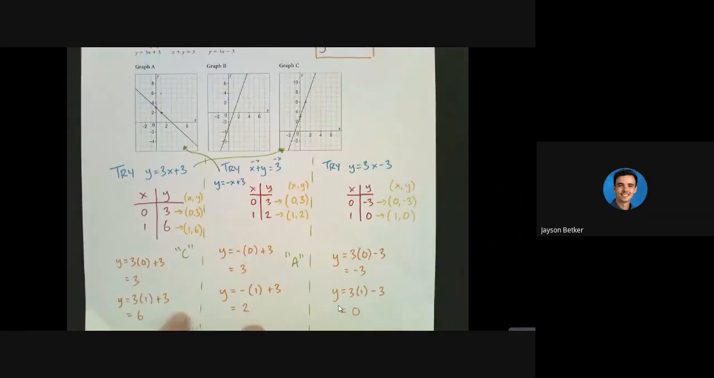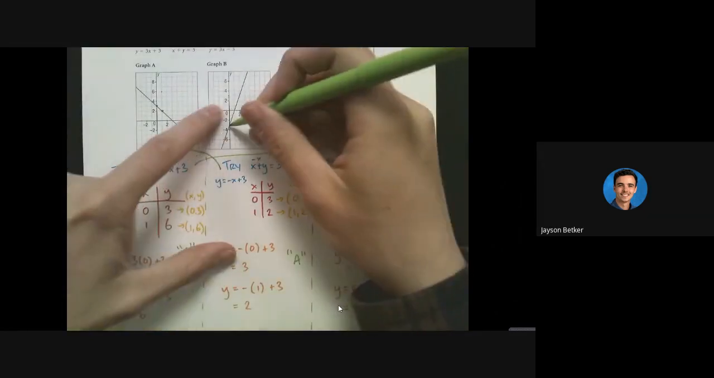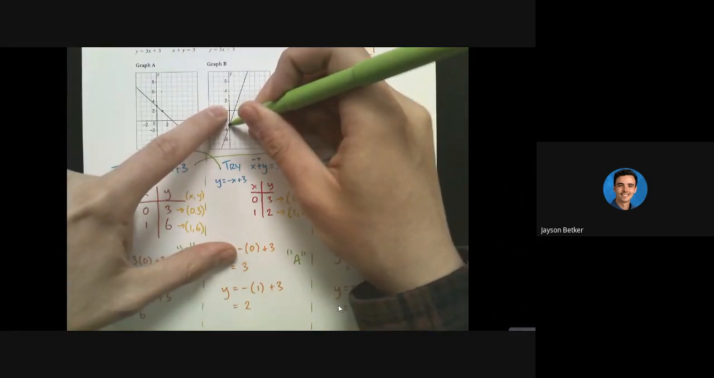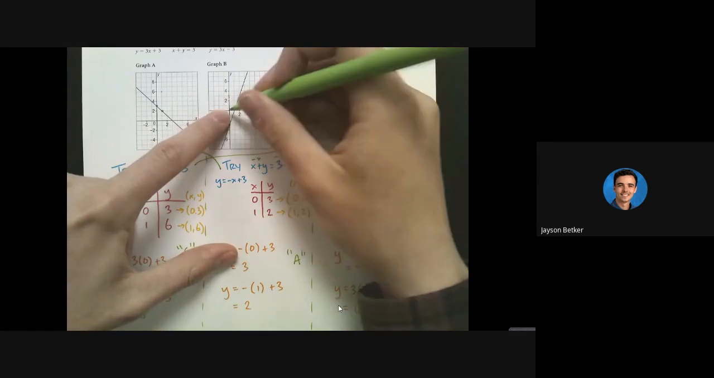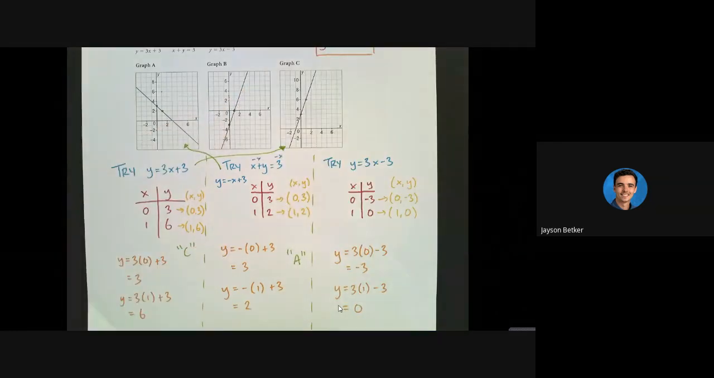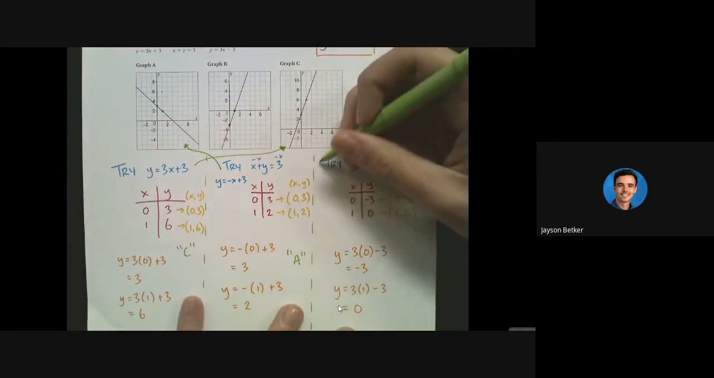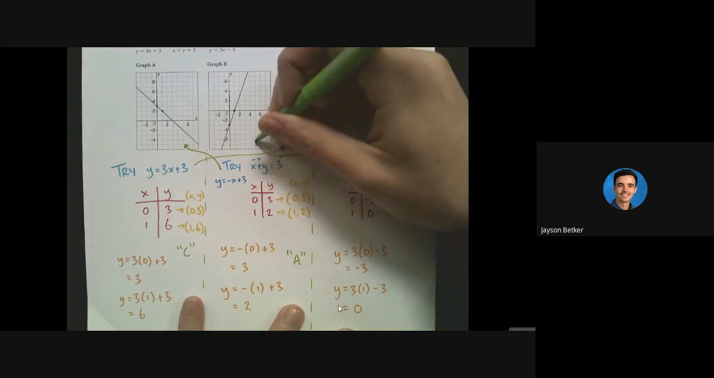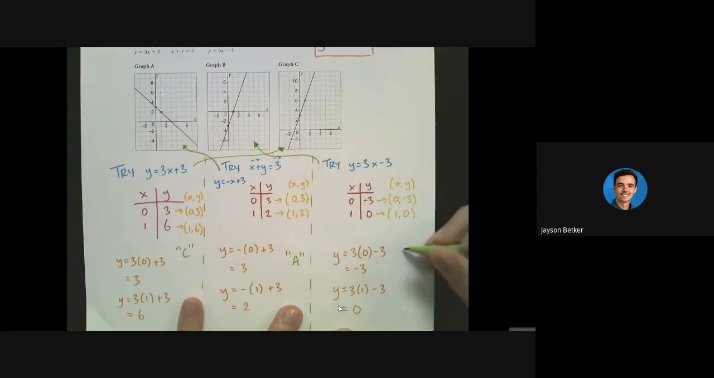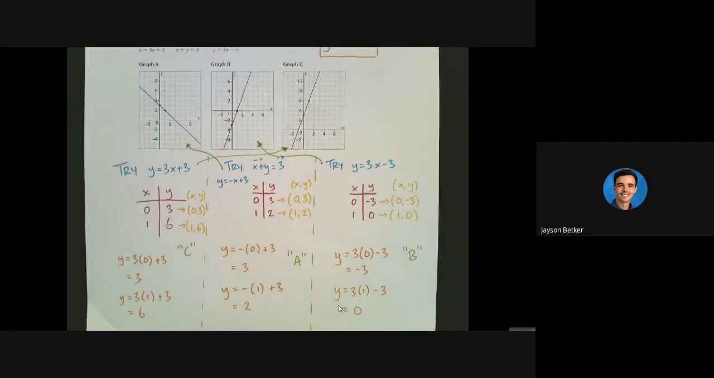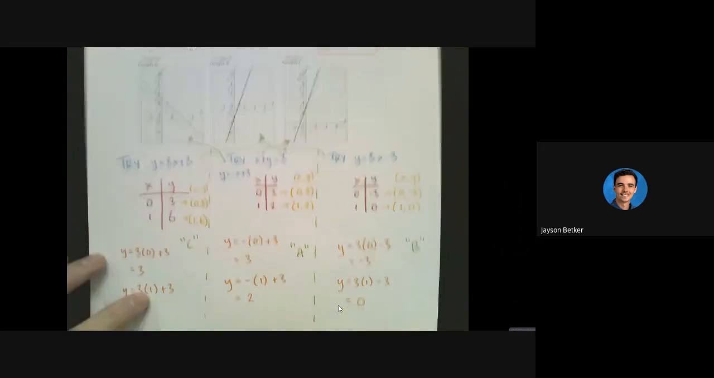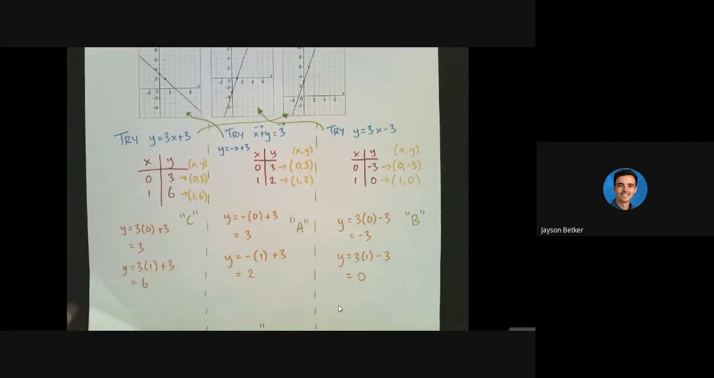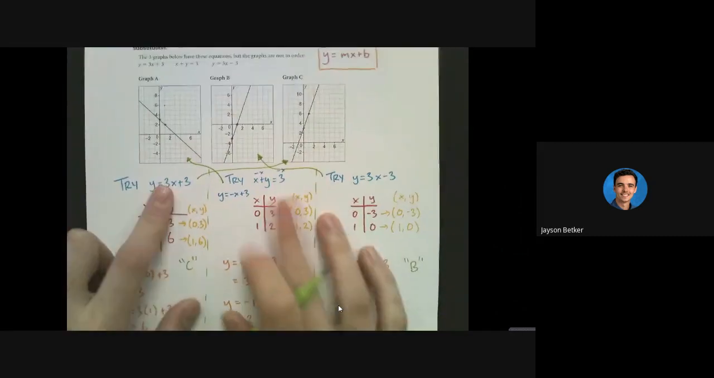So let's just make sure that it makes sense. An x value of 0, a y value of minus 3. Awesome. And then an x value of 1 and a y value of 0. Awesome as well. Works perfectly. And this one is B. So there you have it. That's how you can match up graphs to their appropriate equations.